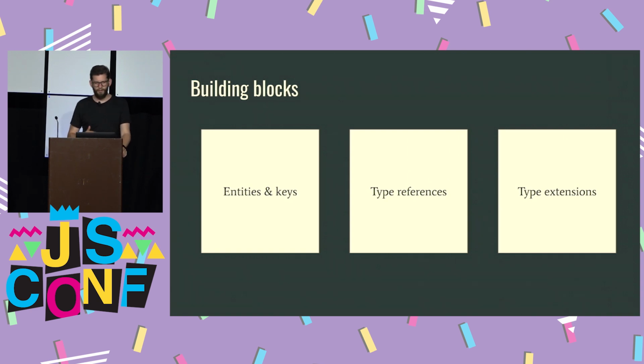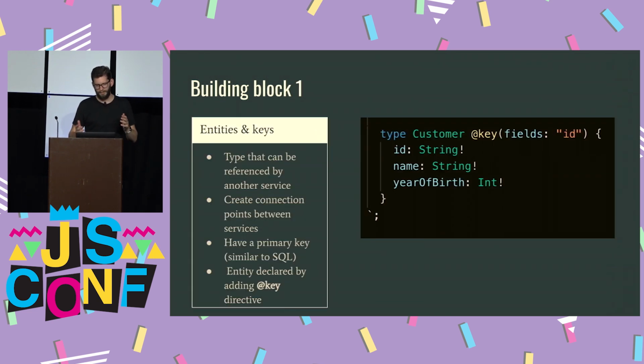Okay, so to build up a federated schema, you have several building blocks. We go through this list one by one. Let's start with entities and keys. An entity is just a GraphQL type, basically. The only thing that changed is this add key directive on the right-hand side of the customer.